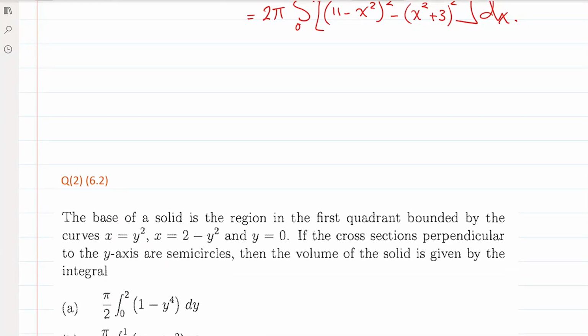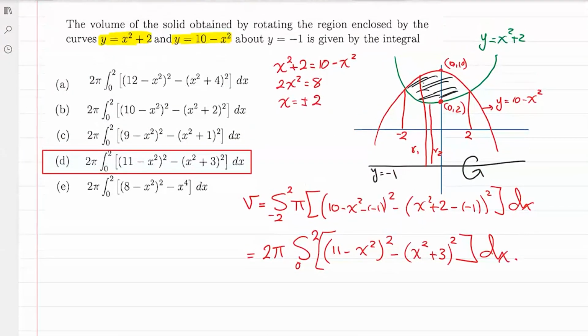Where did the minus 1 come from? Minus 1 is the axis of revolution. He asked us to find the revolution across y equals minus 1. So this is the axis of revolution, as he asked us to find, from the question.